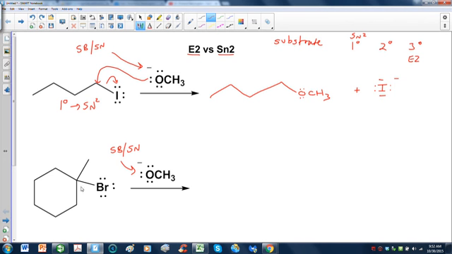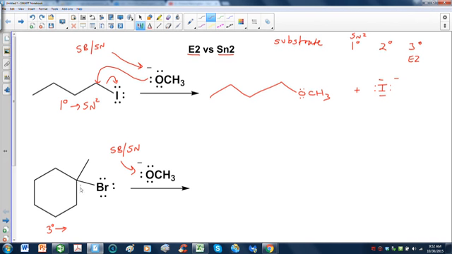Okay, now let's look at this one. So what sort of substrate do we have here? Well, we clearly have a tertiary substrate here. We have something that's a strong base and a strong nucleophile, so this could favor either Sn2 or E2. So we've got to look at this one and see, well, what does this favor? Let's go back up here. We know that Sn2 is favored by primary substrates. This is definitely not a primary substrate. This is a tertiary substrate.